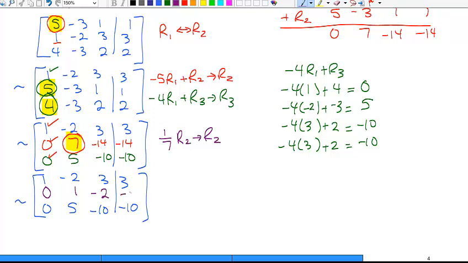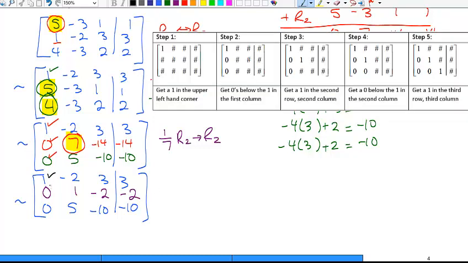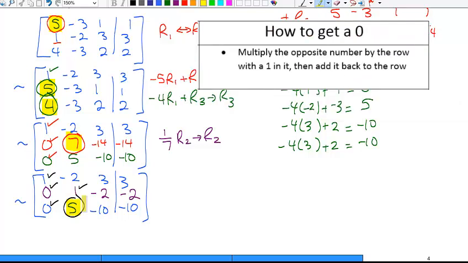Negative 14 divided by 7 is negative 2. All right, so checking on my progress, I have 1 and 0s below it. Check, check. I have a 1, and now I want a 0 below the second one. So in order to get a 0 there, looking at the steps to get a 0, I would take the opposite of positive 5, which is negative 5, times the row with the 1 in it. In this case, the row with the 1 in it is row 2, and add it back to the row we're manipulating.